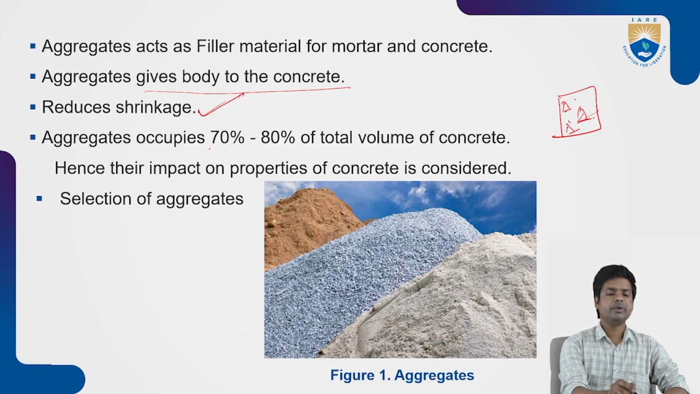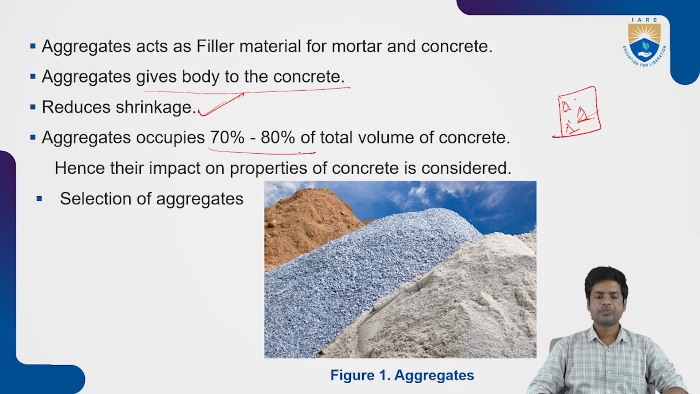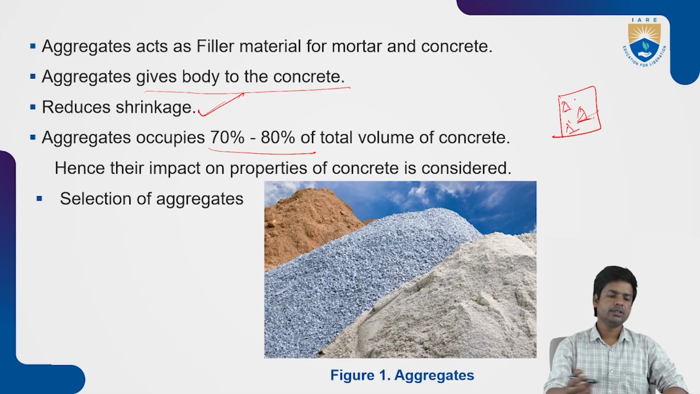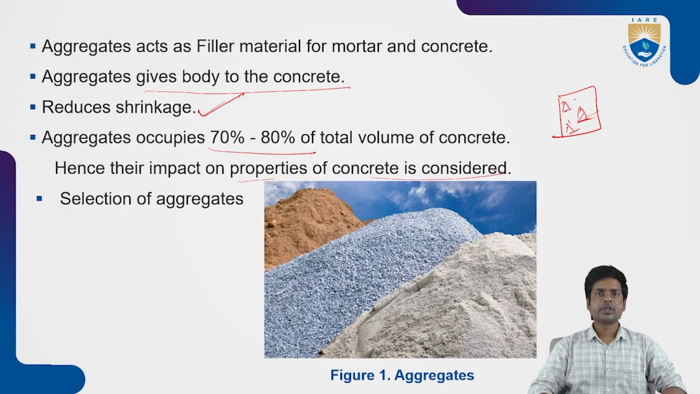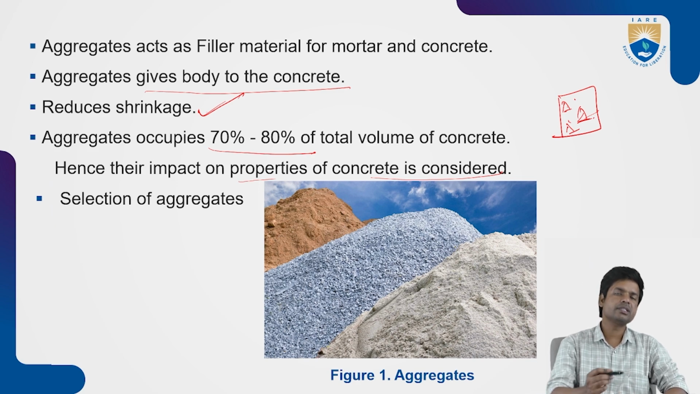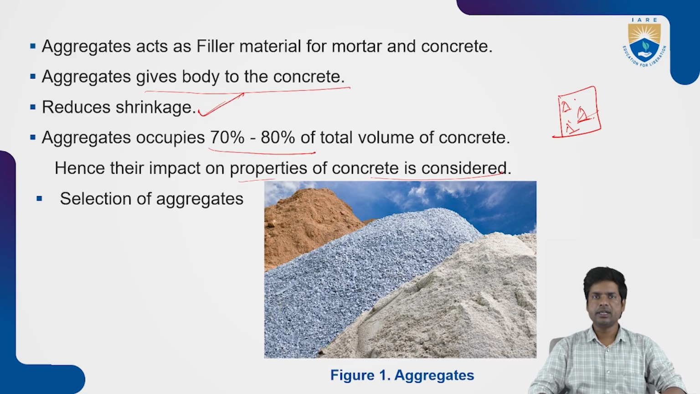And aggregates occupy 70 to 80% of the total volume of concrete. Almost 70 to 80% of the volume will be occupied by aggregates, and the remaining 30% will be cement, fine aggregates and water. Hence the impact on properties of concrete is considered. Because most of the space is occupied by aggregates, the study of aggregates is very important, and the impact of aggregates on the properties of concrete will be greater compared to other materials. That is the reason we study the properties of aggregates separately.